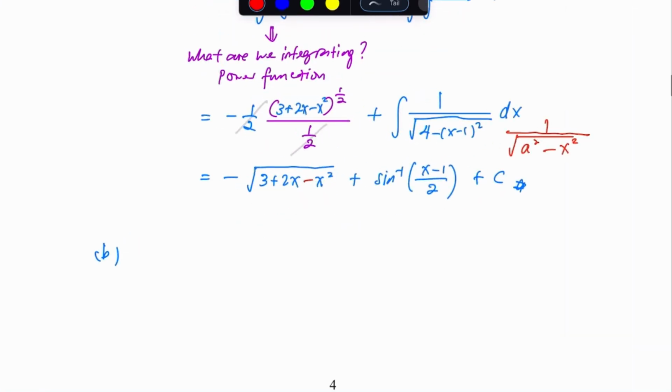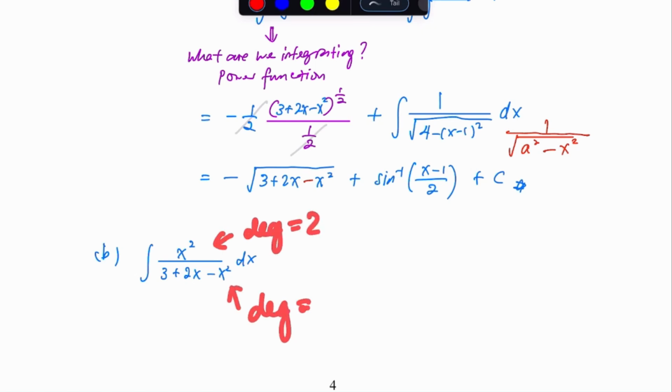Part B. We are going to continue to do this. We are asked to evaluate the whole thing squared, 3 plus 2x minus x squared dx. Let's double check. This one over here, what's the degree? 2. The one at the bottom, what's the degree? 2 also. So this means that this is an improper fraction, right? So we need to do long division and partial fraction.